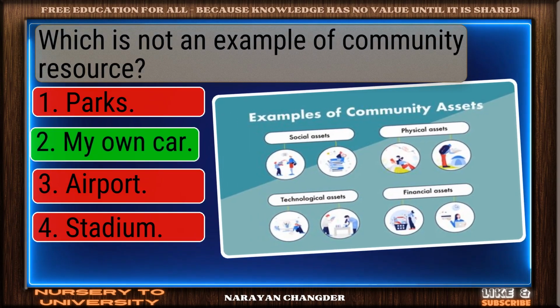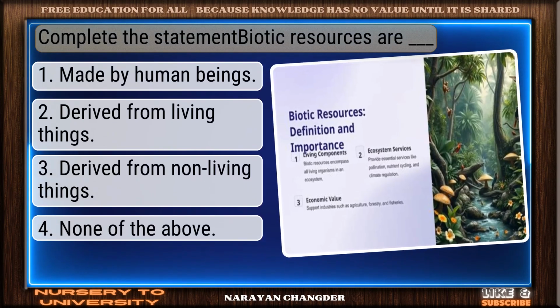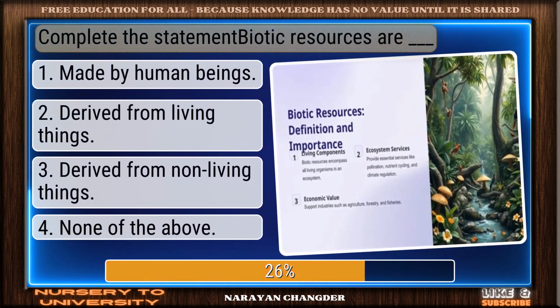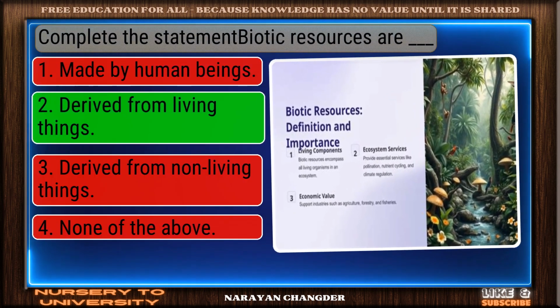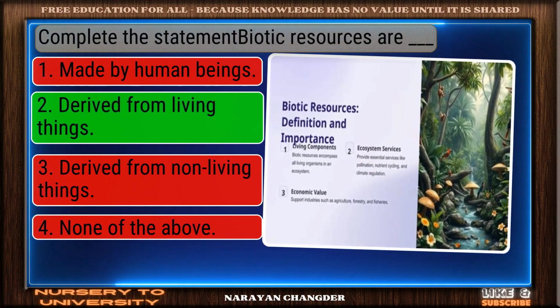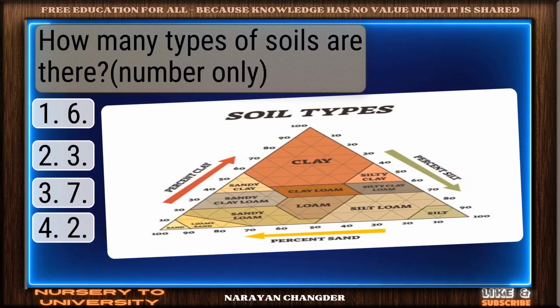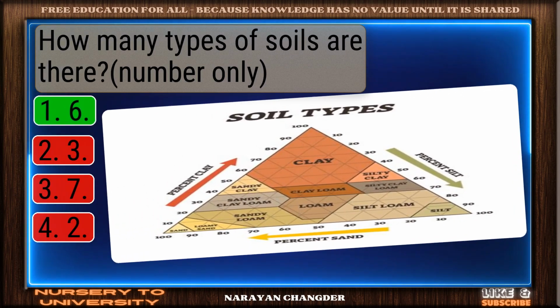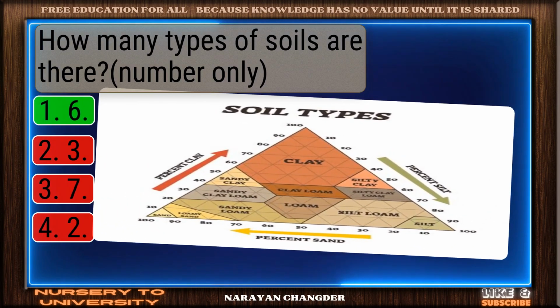Bravo. My own car is the answer. Complete the statement. Biotic resources are dash. Nice selection. Derived from living things is correct. How many types of soils are there? Excellent choice. 6 is right.